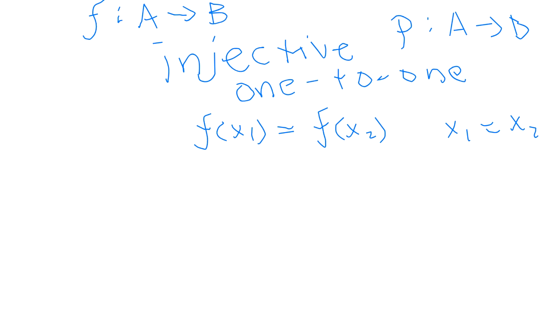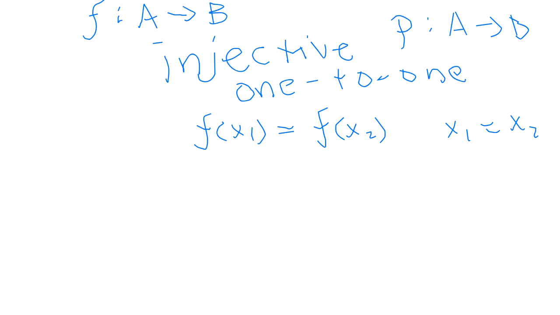if you have no more than one element from B, sorry, no more than one element from A mapping to an element in B. If you have no more than one element in A mapping to an element in B, that's why they call it one-to-one. You can't have two going to one.